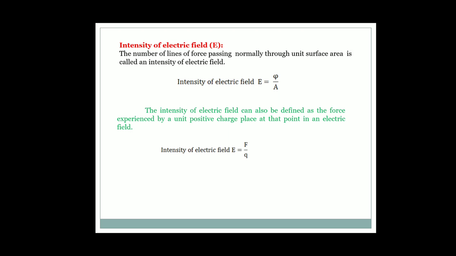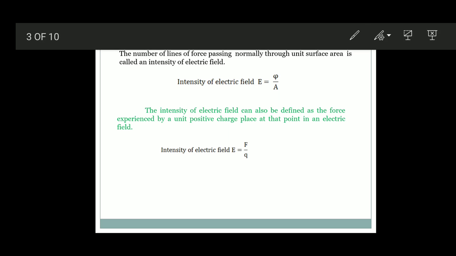So, in the first definition, we know in the electric flux, the number of lines of force passing through an area is called flux. The number of electric lines of force passing normal to the unit surface area is called intensity of electric field. Electric flux is nothing but the number of lines of force passing normal to the surface area. Intensity of electric field is nothing but the number of lines of force passing normal to the unit surface area.